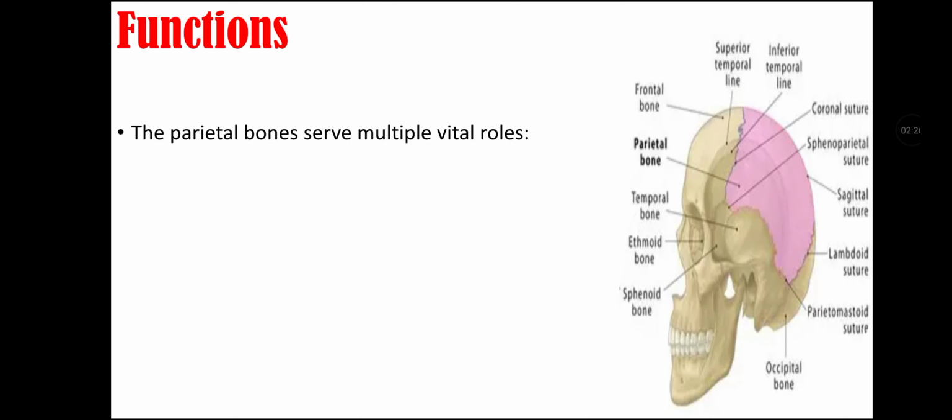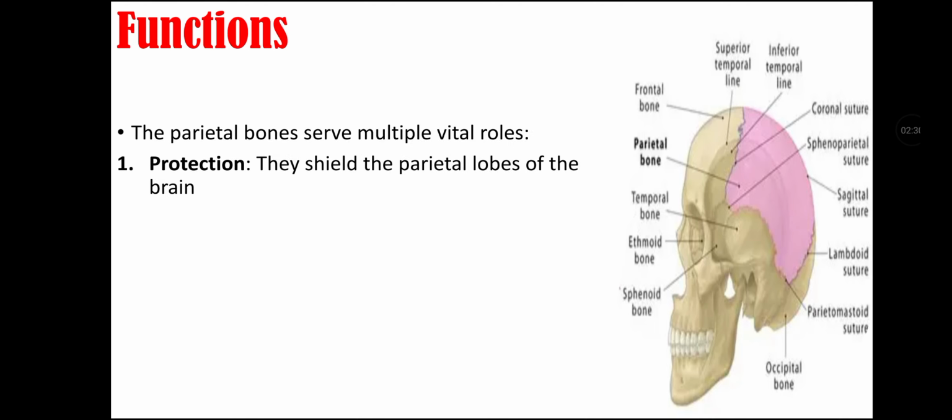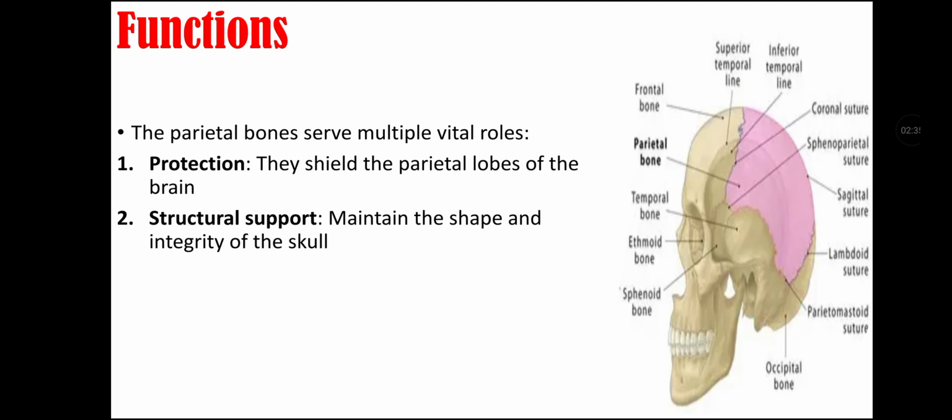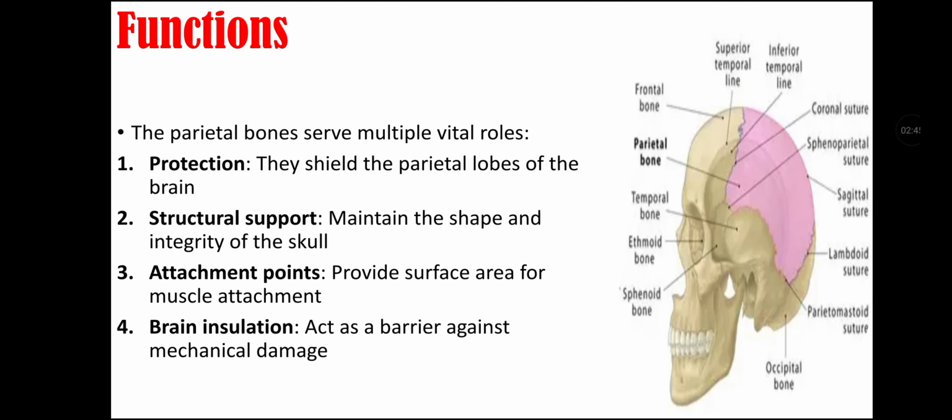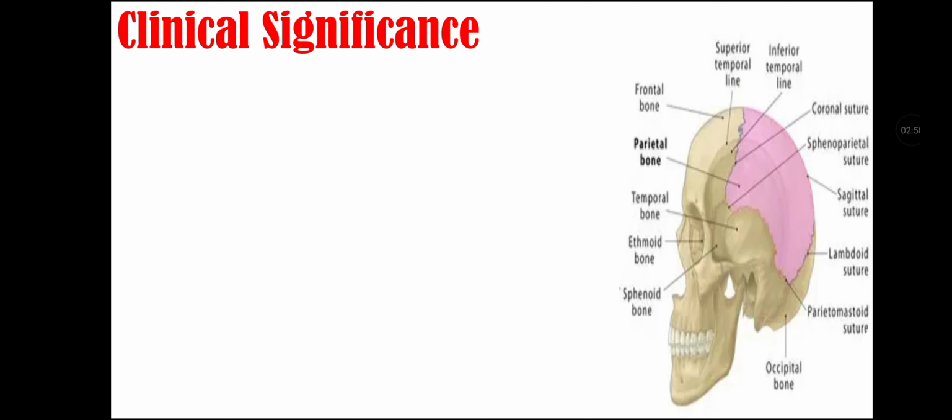Functions of parietal bone. Parietal bone serves multiple vital roles. First function is protection, as they shield the parietal lobes of the brain. Second function is structural support, as they maintain the shape and integrity of the skull. Third function is attachment point, as they provide surface area for muscle attachment. Fourth function is brain insulation, as they act as a barrier against mechanical damage.